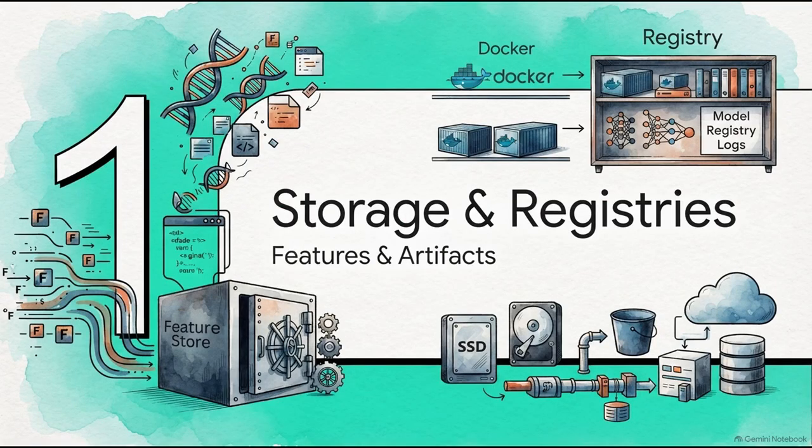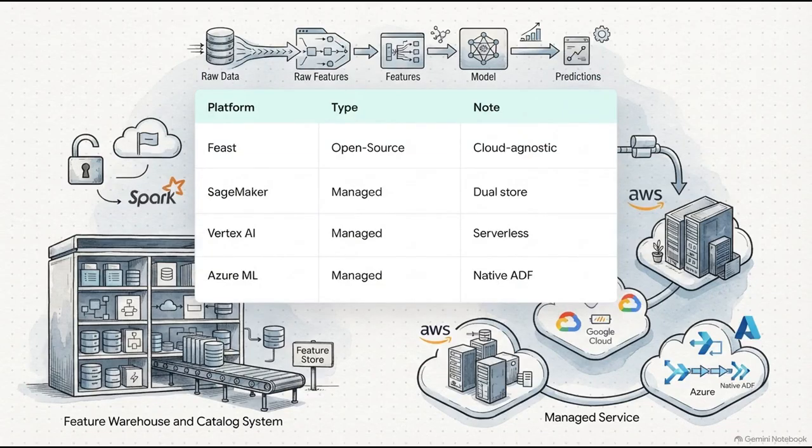Okay, Section 1, storage and registries, where features and artifacts live. Before a model can serve a prediction, it obviously needs a foundation. Think of this as the warehouse and catalog system for your whole operation. A massive part of this is the feature store, and you've got a menu of platforms currently dominating the space. On one side, there's Feast. It's open source, it's cloud agnostic, and it's incredibly flexible, especially if you're integrating with processing engines like Spark, but you've got to manage the infrastructure yourself.